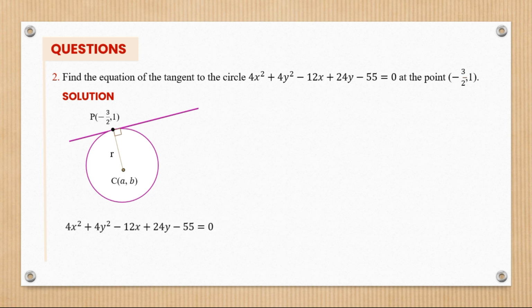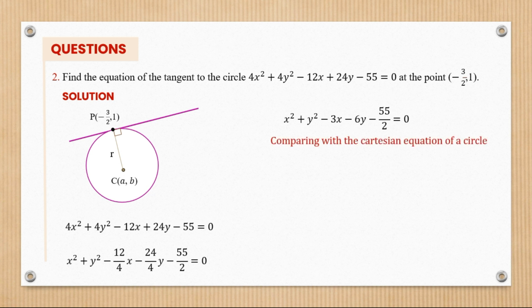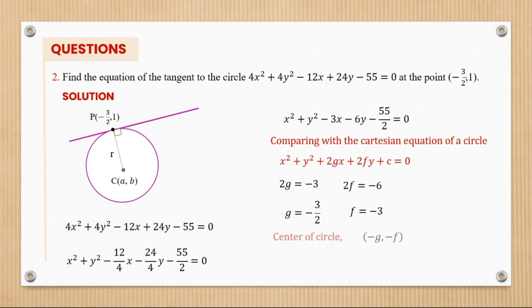Now this is the equation of the circle given. So first of all, we need the coefficients 1 on the x squared and the y squared. So we divide all by 4, and we shall have x squared plus y squared minus 3x minus 6y minus 55 over 2 is equal to 0. So now comparing this to the Cartesian equation of a circle, we can find the center coordinates. So now we can see that 2g shall be equal to negative 3. So that means that g shall be equal to negative 3 over 2. You can also say that 2f shall be equal to negative 6, which will mean that f shall be equal to negative 3. So now that we know that, we can now see that the center of the circle, which is negative g, negative f, shall be 3 over 2, 3. And this shall be the center of the circle.